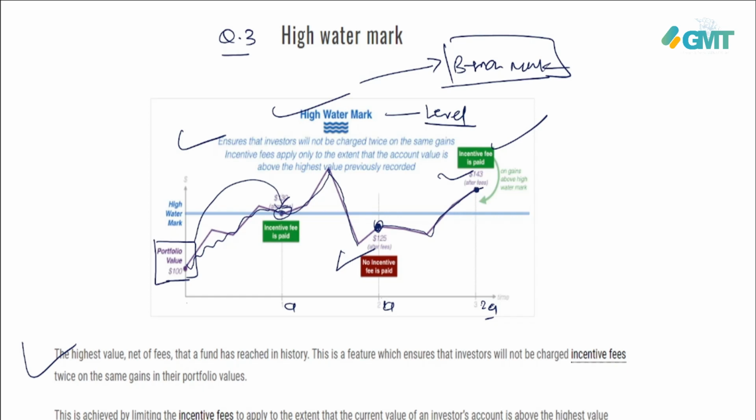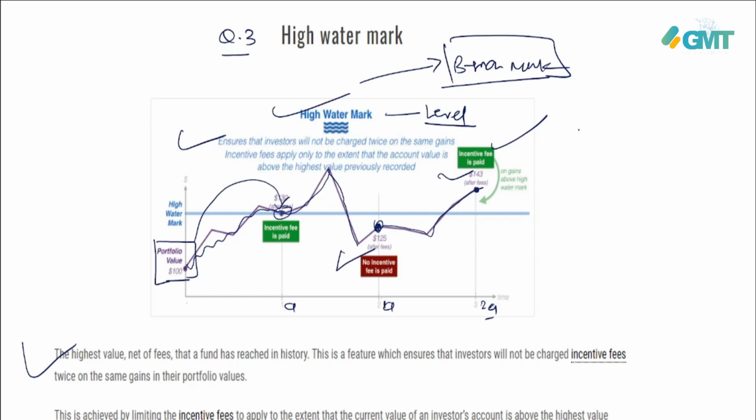This is a feature which ensures that the investor will not be charged incentive fees twice on the same gains in their portfolio's value. This is achieved by limiting the incentive fees to apply only to the extent that the current value of an investor's account is above the highest value previously recorded. Clients are not charged an incentive fee if the latest cumulative return does not exceed the prior high water mark. I'll make it simple.